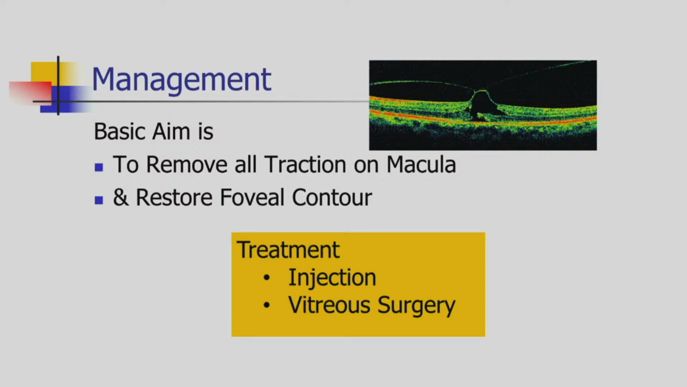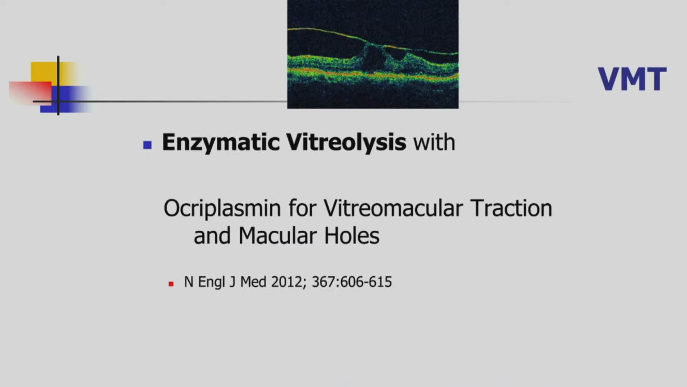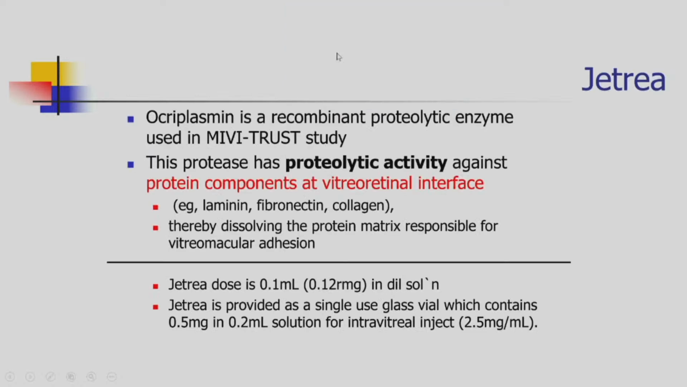And all of us have been doing vitreous surgery for a long time, and results are one of the most gratifying kind of results. And MIVS is the choice today. But in between, a decade back came this injection Jetria. Jetria is known as ocriplasmin. Nearly October 18th, 2012, it was launched by ThromboGenics. It causes enzymatic vitreolysis, and the patient may have improvement.